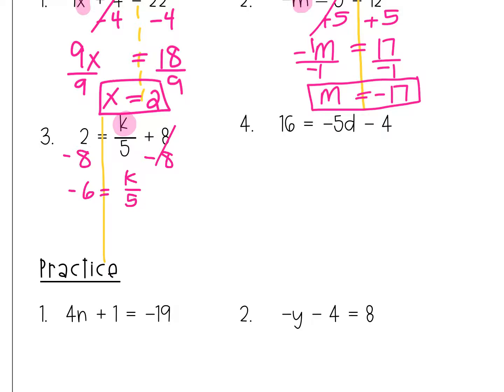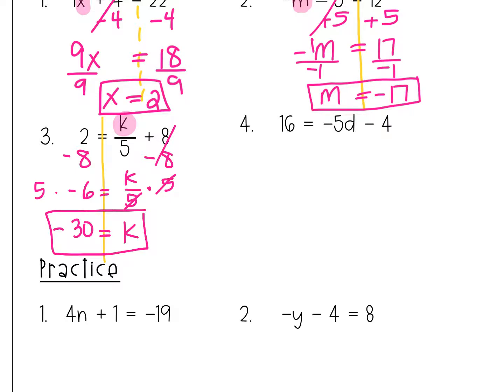But k is still not on its own. I need to get rid of that over 5. So when it's a fraction like this, that is dividing, so we're going to multiply so that we can cancel them out. But what we do to one side, we have to do to the other. So 5 times -6 gives me -30 equals k.